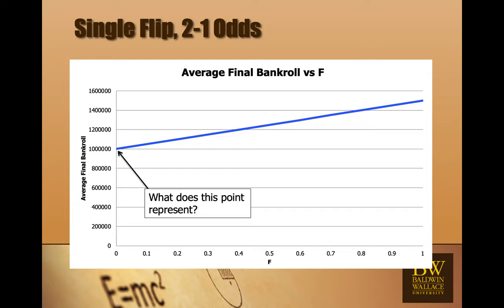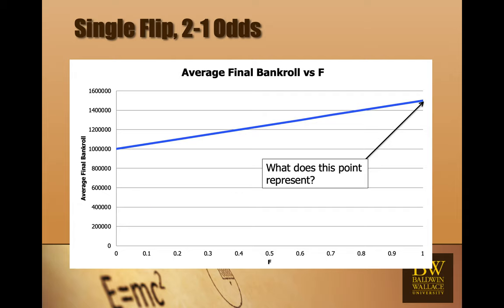This point is not betting. The other point is risking it all. And if you risk it all, if you put in your 1 million, she's putting in 2 million. Right? You're getting 2 to 1. So you're either going to have 0 if you lose or 3 million if you win. So the average of those two is 1.5 million. And that's what that point represents.